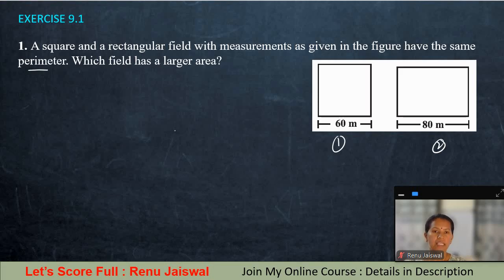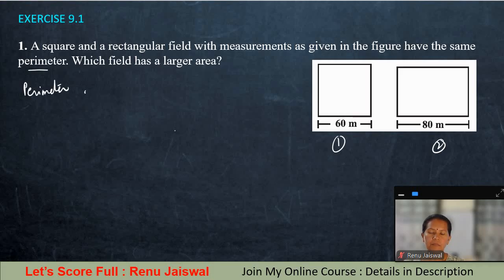We know the area of a square is side into side. Very good. But what about the area of a rectangle? Area of rectangle is length into breadth. So first we need to somehow calculate the breadth of the rectangle. For that the clue given is that the perimeters are equal. So first let's calculate the perimeter of the square, and it is equal to the perimeter of the rectangle.